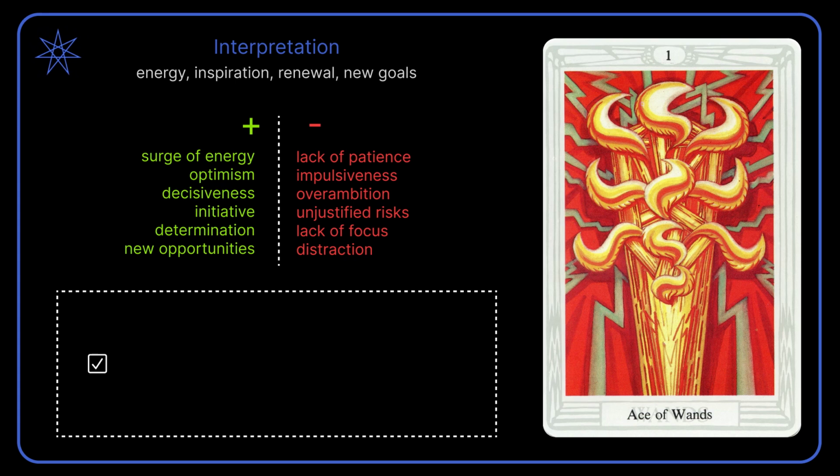However, the abundant energy in the Ace of Wands can also provoke impatience, leading to impulsive decisions or actions taken without proper consideration. It may cause overexcitement, excessive ambition, or push us into taking unjustified risks, which is common for fiery energies. In a negative position, the Ace of Wands may also indicate a lack of focus or difficulty in maintaining consistent effort, showing that energy is being wasted.